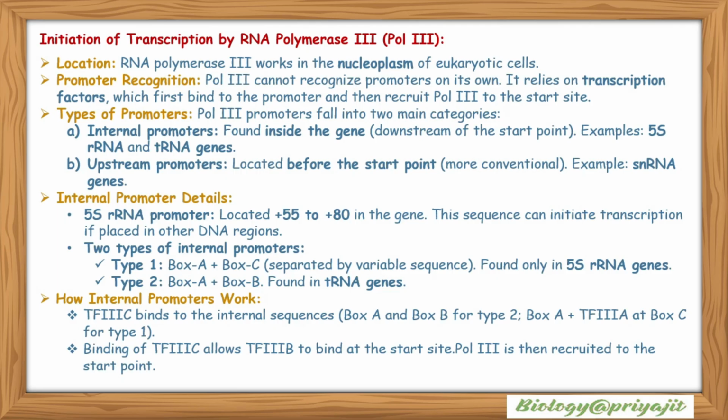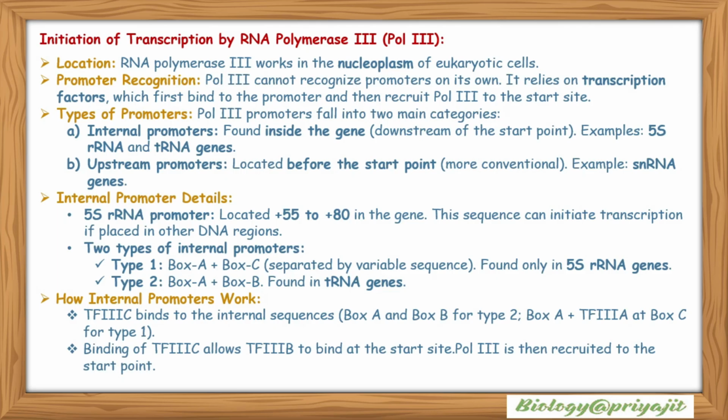Promoter recognition. Pol III cannot recognize promoters on its own, but it relies on transcription factors which first bind to the promoter and then recruit polymerase III to the start site. Types of promoters. Pol III promoters fall in two main categories. Internal promoters are found inside the gene or downstream of the start point. Examples include 5S rRNA and tRNA genes. Upstream promoters are located before the start point, which is more conventional, and examples include snRNA genes.